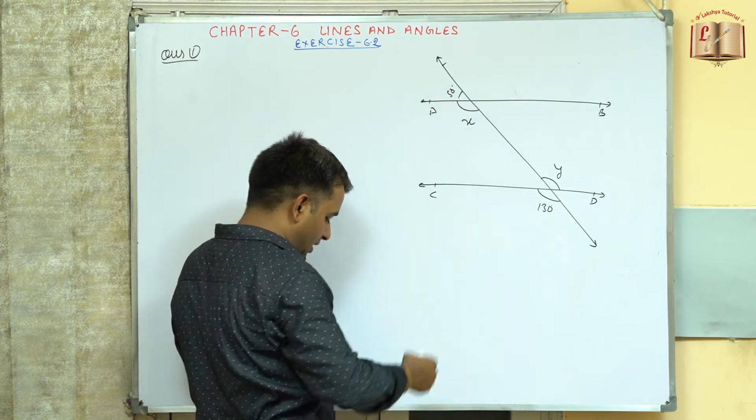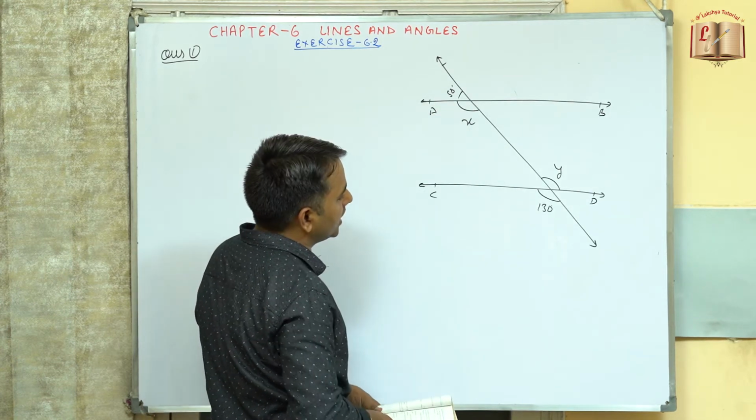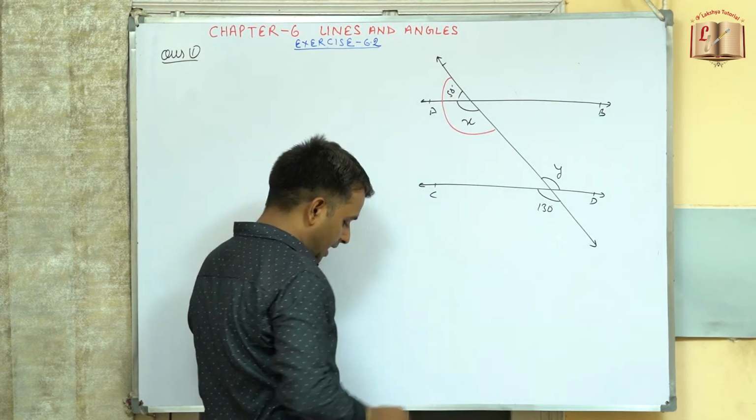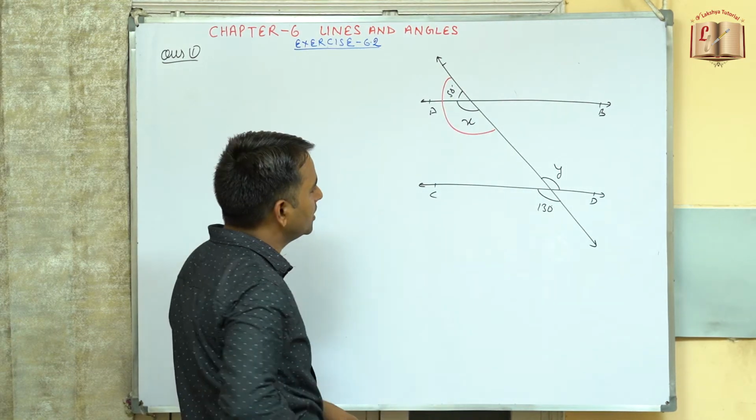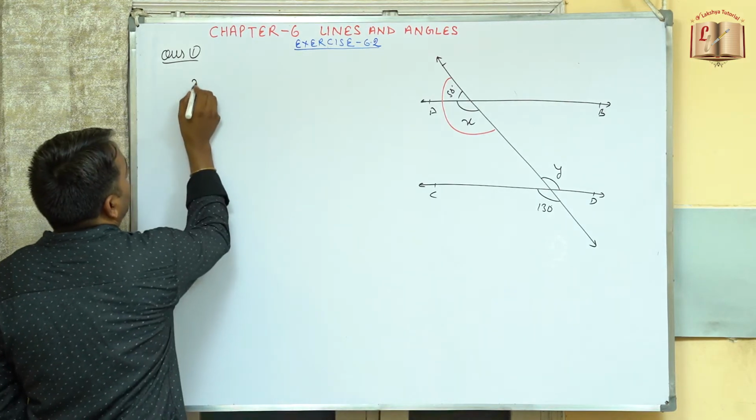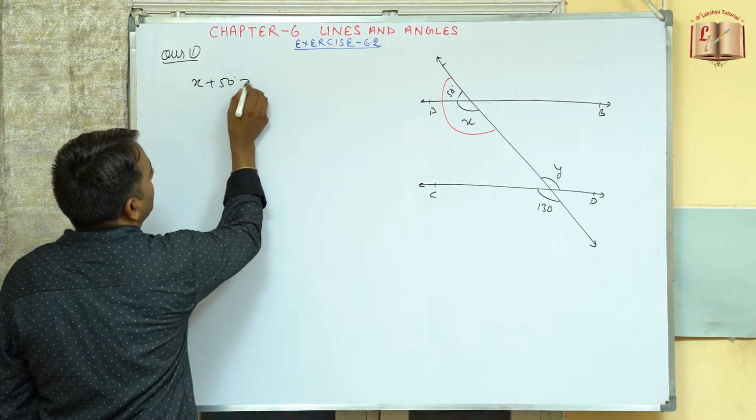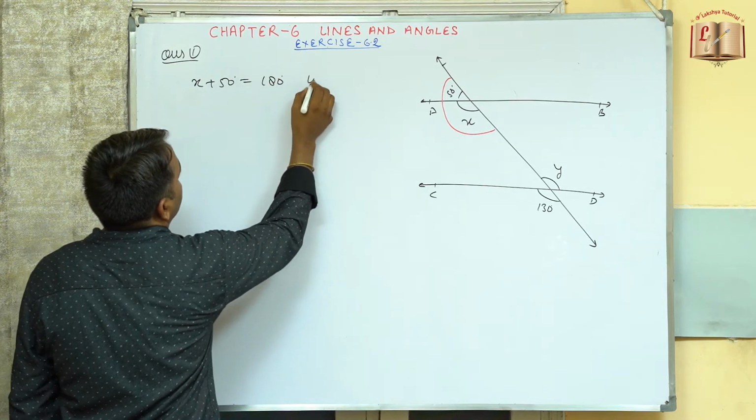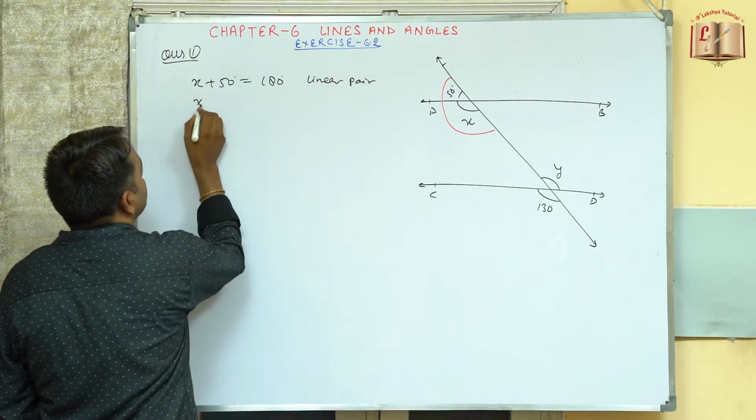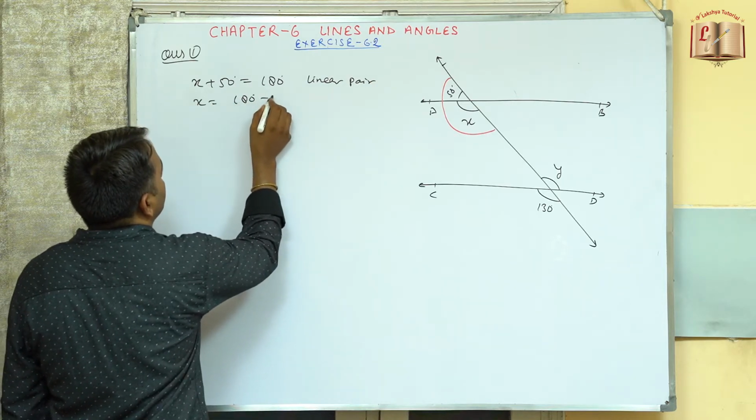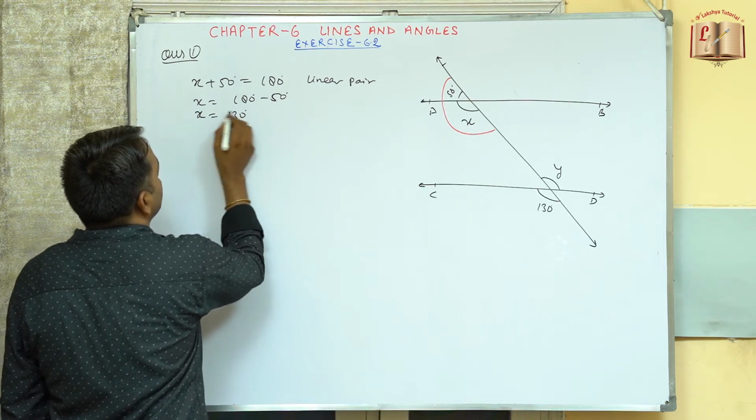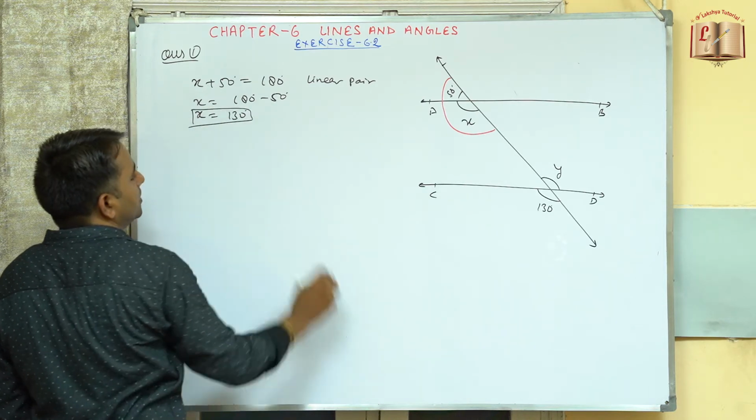This complete is a linear pair. 50 plus angle x, this is the linear pair. So I can write it here: x plus 50 degree is equal to 180 degree. So this is a linear pair. Similarly we can find x. So x will be equal to 180 degree minus 50 degree. So we got x as 130 degree from here.